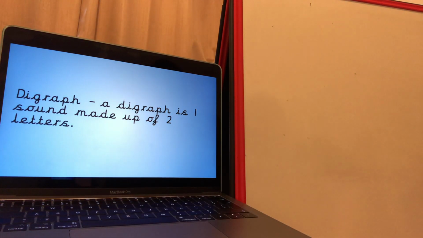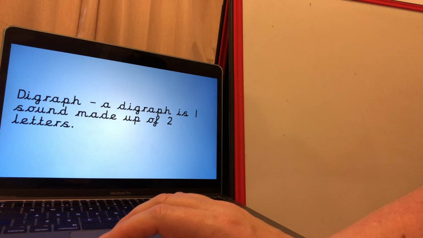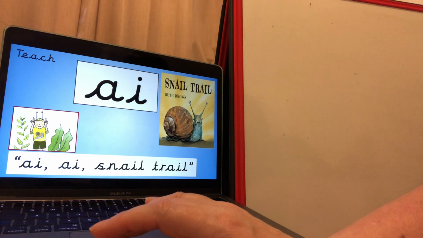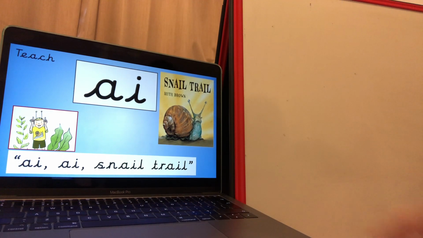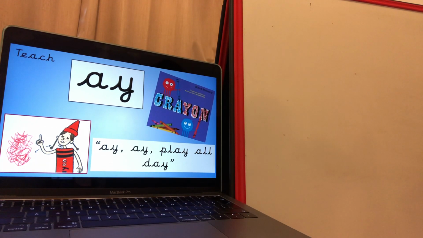Okay, can you tell me what a digraph is? That's right, a digraph is one sound made up of two letters. Okay, here's a digraph you've learnt before. It's made from an A and an I, and it says A, snail trail. A, snail trail.